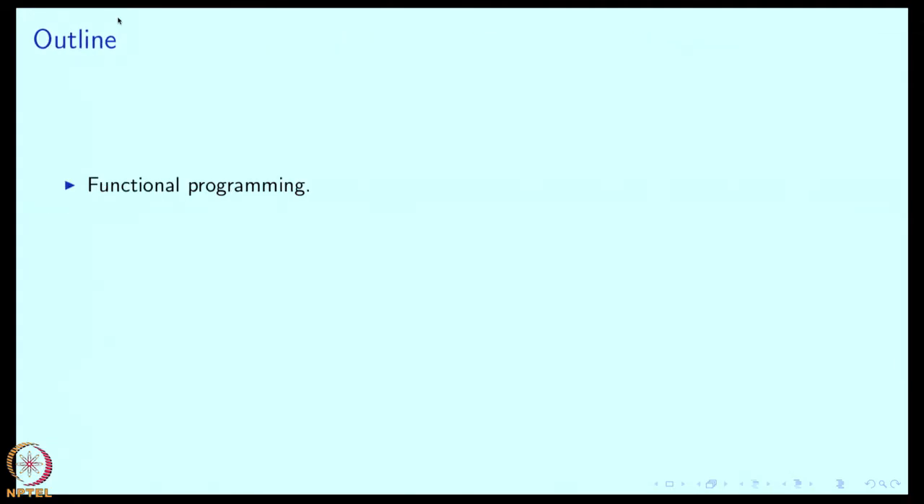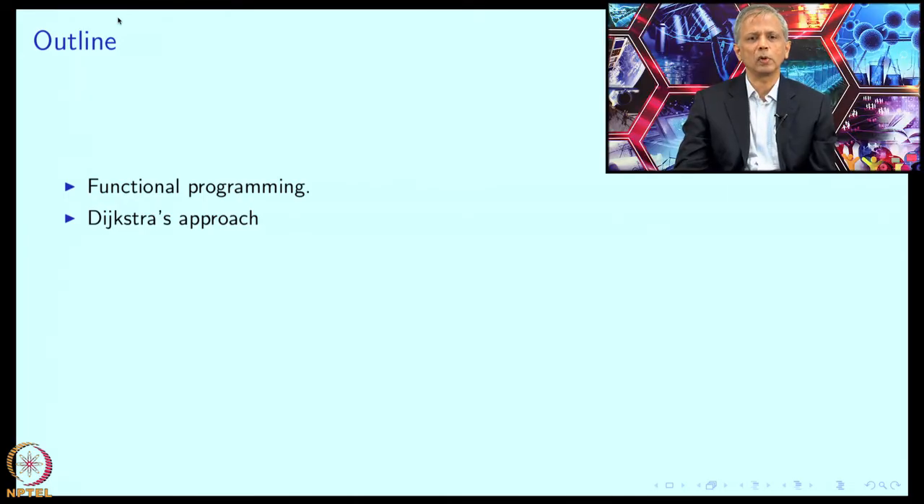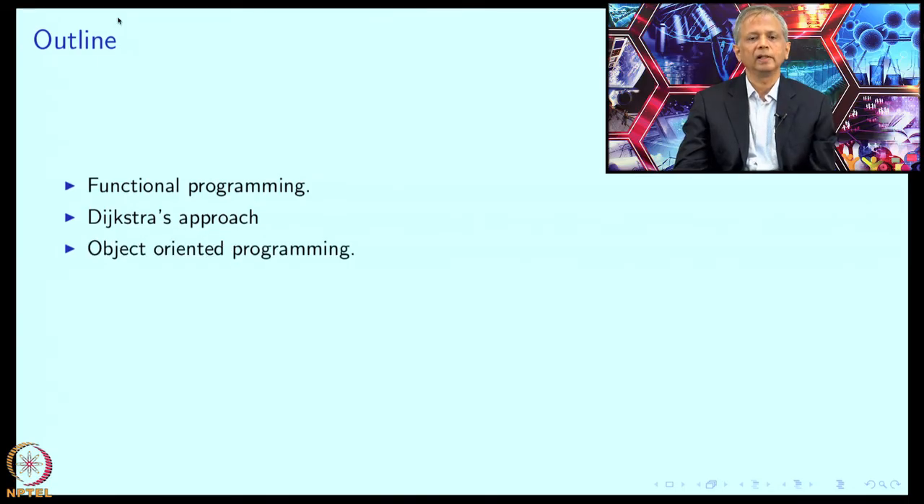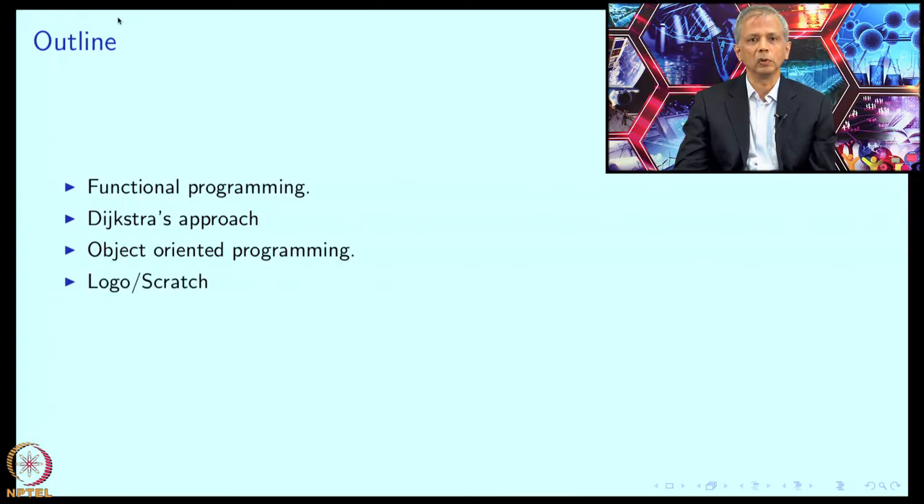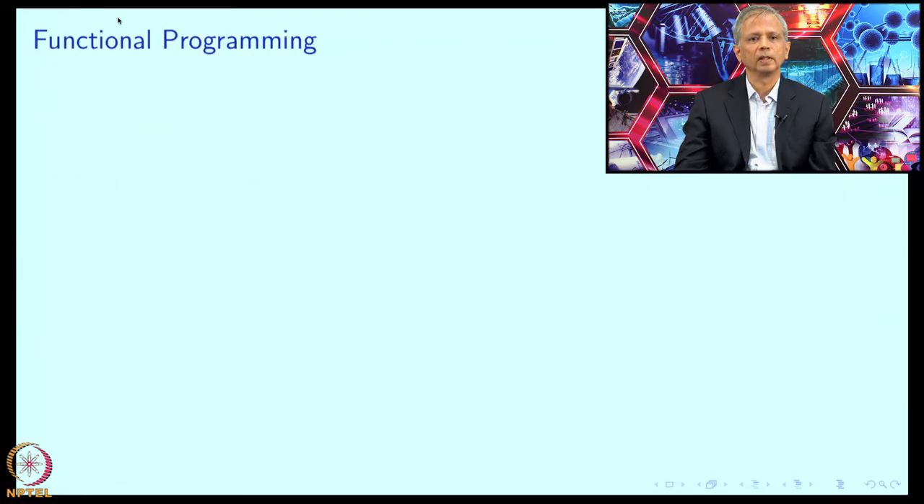Here is what I'm going to do. I'm going to first talk about functional programming. Then I will talk about Dijkstra's approach. This is not so much a model of computation as it is a view of programming. How should programming really be taught? Then I will talk about object-oriented programming, and then I will talk about Logo and Scratch, and then I will conclude with a summary of this first part and list out the challenges. So let's begin with functional programming.